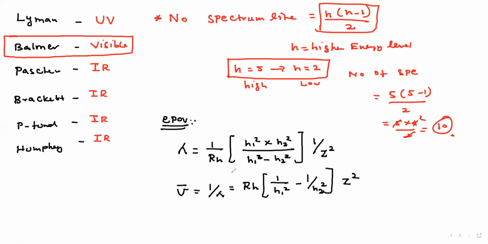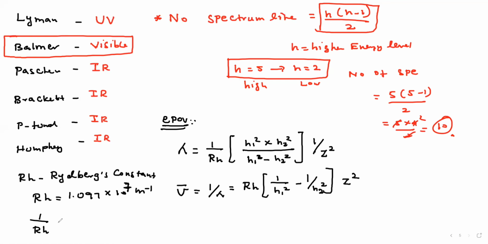Now, what is RH? The Rydberg constant. Please note the RH value: it is around 1.097 into 10 power 7 meter inverse. Now, what is 1 by RH? I give you the ready value. Please note, 1 by RH is around 9.1 into 10 power minus 8 meters.